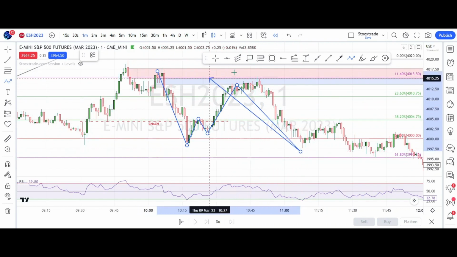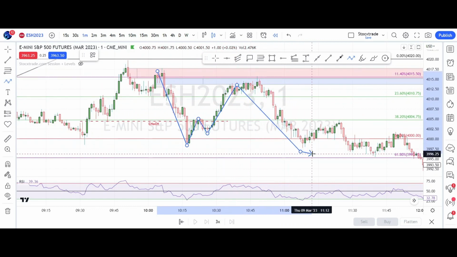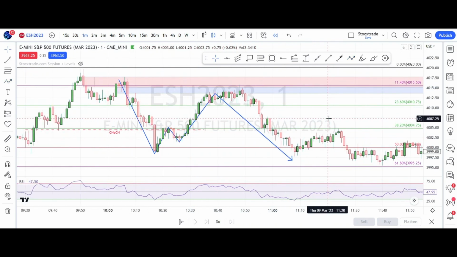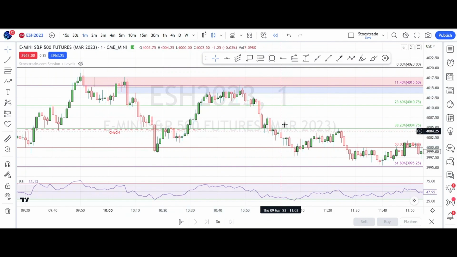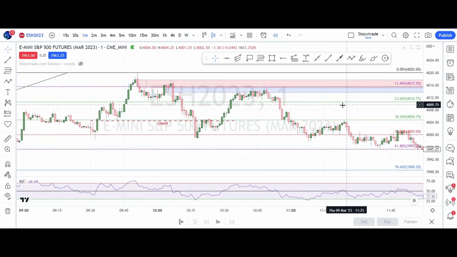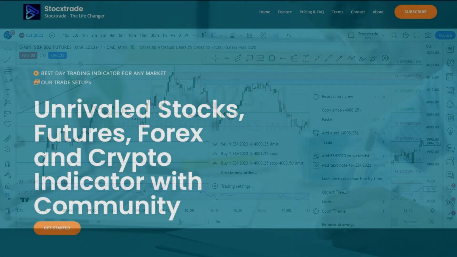So not every time you will see the price going inside the extreme order block and then retracing back. So just manage your trades in a proper manner, and you will find these types of trades every day.